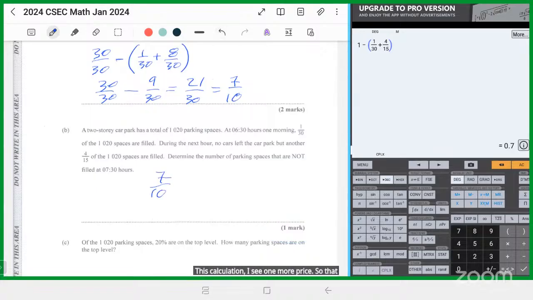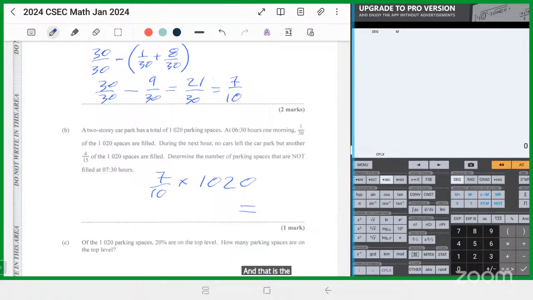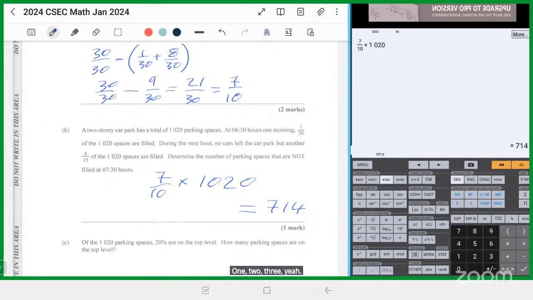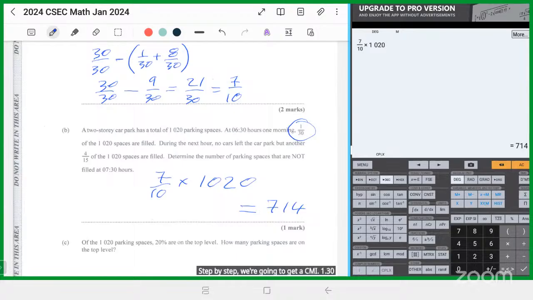So that's 7 out of 10 of the amount 1020. That is the number that we're going to get: 7/10 of 1020, 714. If you go step by step, we're going to get the same answer. We put the 1/30 of it first, and then the 4/15 of it, subtract those two from the whole, and we're going to end up with this. All right, you can start that way.